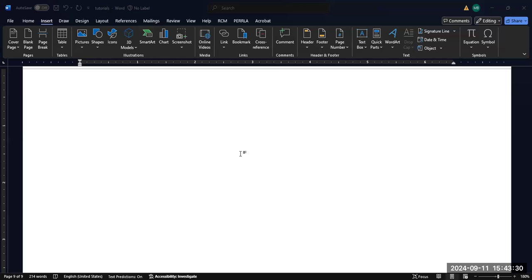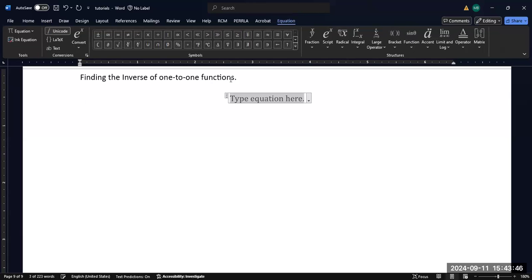All right, so in this video, we're going to be looking at finding the inverses of one-to-one functions. Now, sometimes this is completely straightforward. The algebra is not difficult, and the inverse is very easy to find.